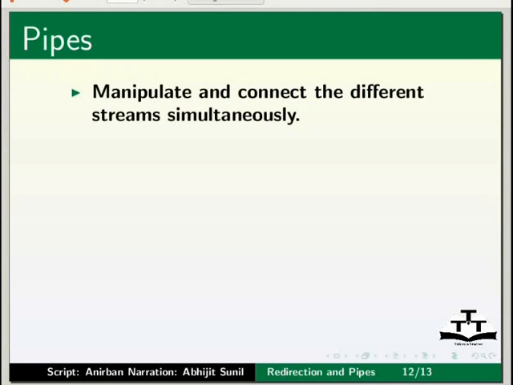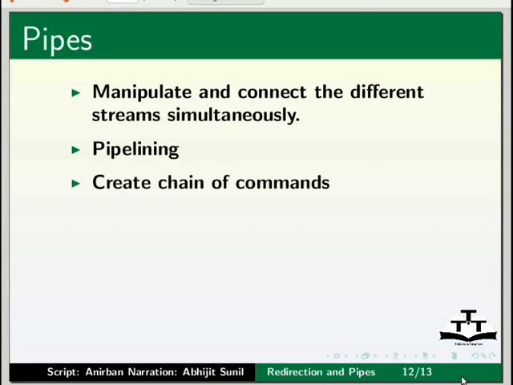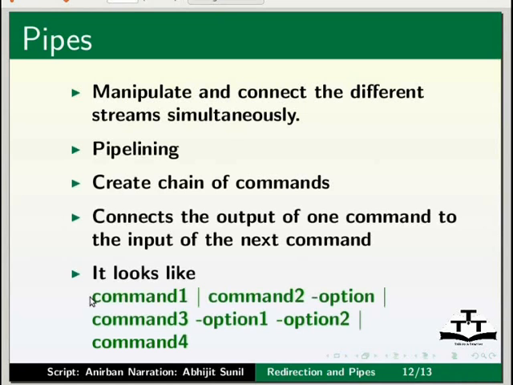We have seen how the three streams standard out, standard in, standard error are redirected and manipulated separately, but the real power of this concept can be gauged when we can manipulate the streams together, that is, connect the different streams. This process is called pipelining. Pipes are used to create chains of command. A pipe connects the output of one command to the input of the next command in the chain. It looks like command 1 vertical bar, command 2 hyphen option vertical bar, command 3 hyphen option 1 hyphen option 2 vertical bar, command 4.